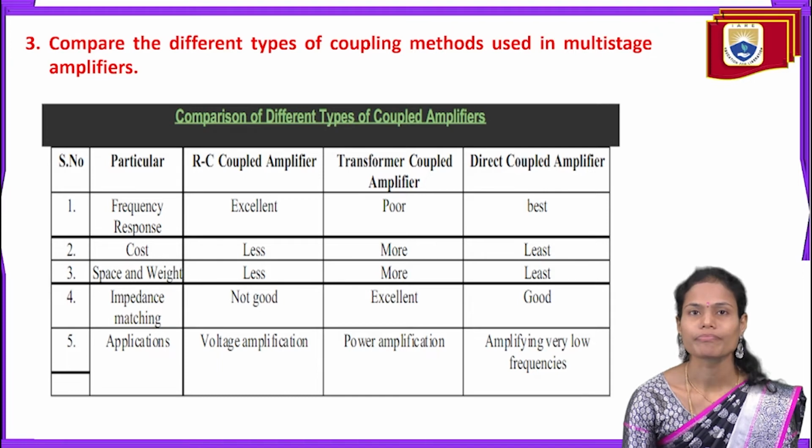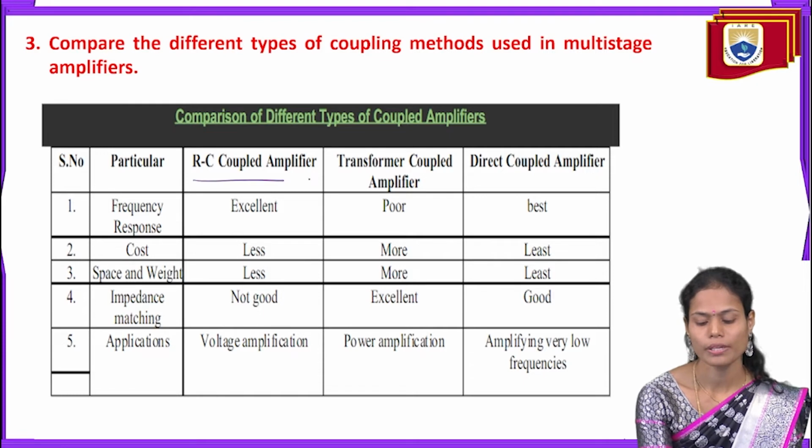While coming to the next question, compare the different types of coupling methods used in multi-stage amplifiers. Here we are going to utilize three different coupling schemes: RC coupled, transformer coupling and direct coupling.